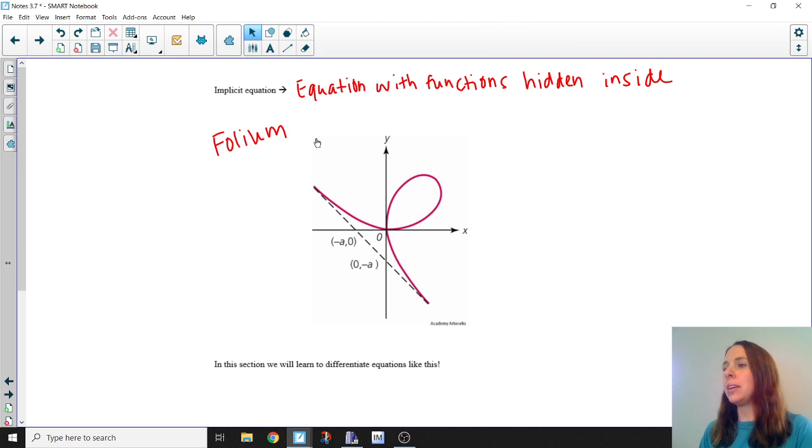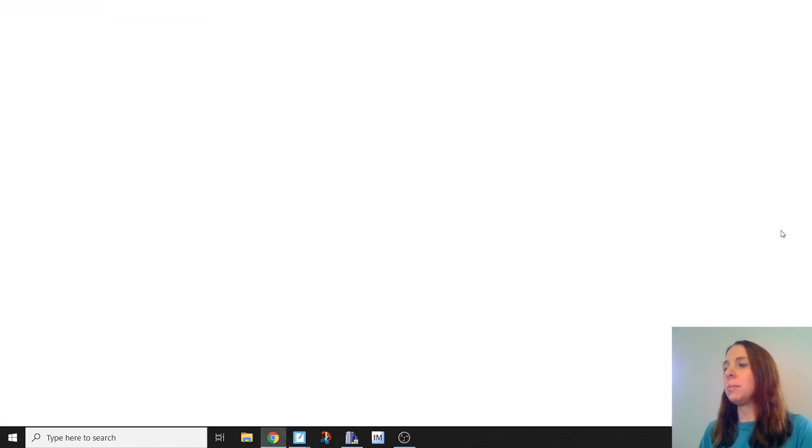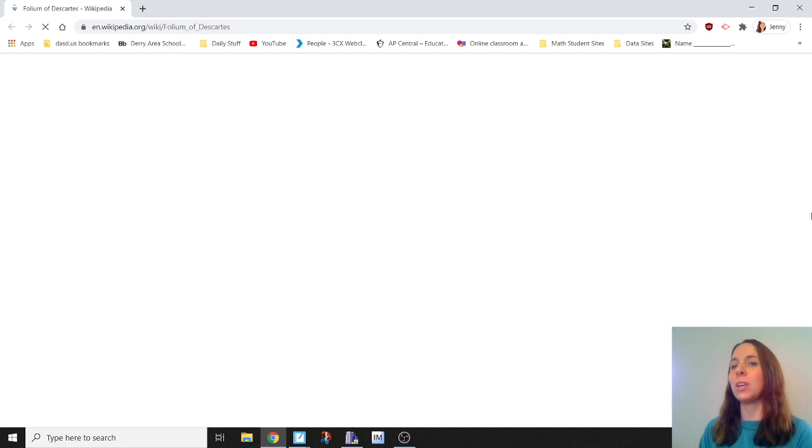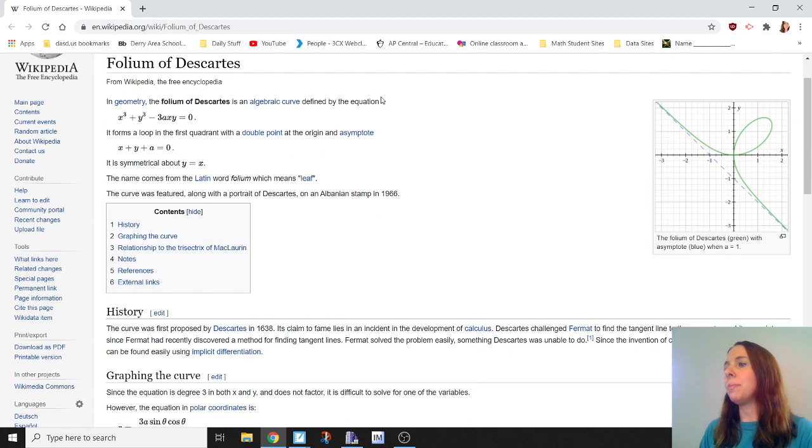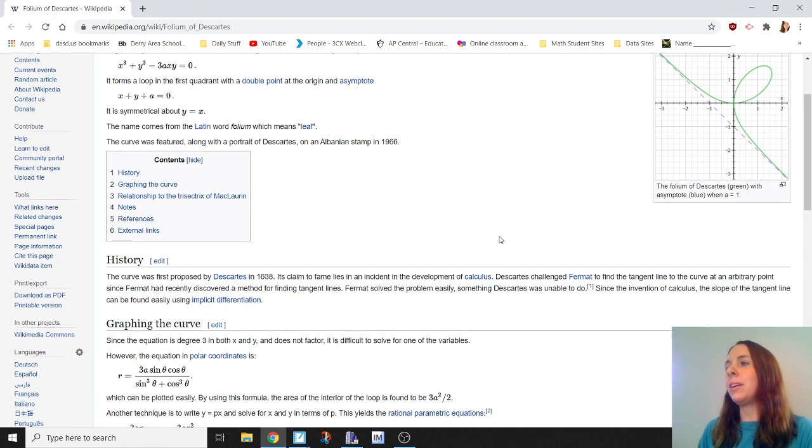Look at this, though. I can click on this picture and bring up a little bit more information from Wikipedia, good old Wikipedia. And I like to do this because, I don't know, I'm just like a math history buff I've learned over the last few years. And a folium is a famous curve that comes from Descartes.